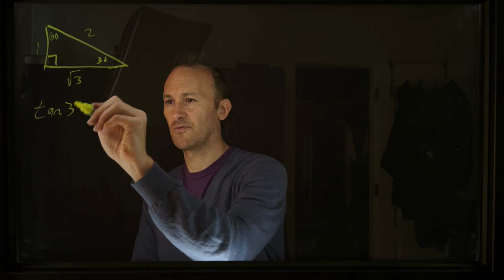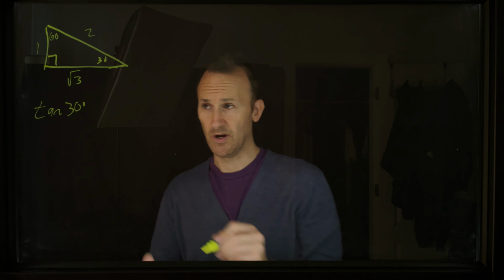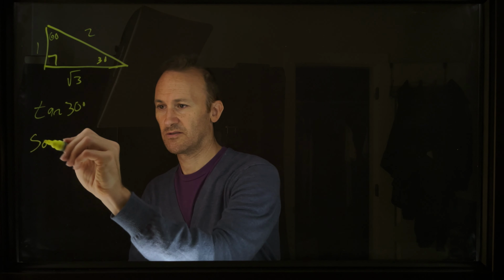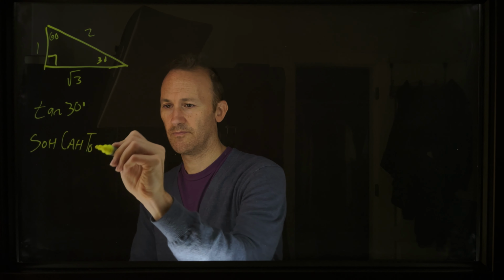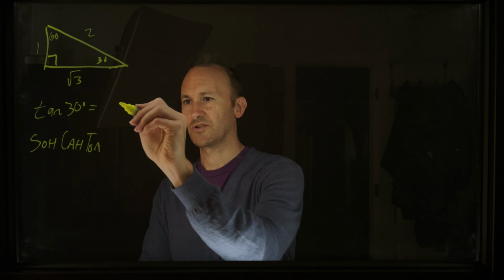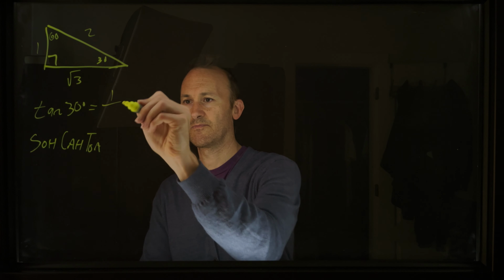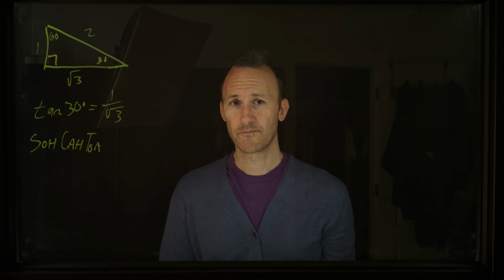Tangent is opposite over adjacent. And again, how do I know that? I know that from my SOHCAHTOA acronym. And this will give me 1 over the square root of 3, opposite over the adjacent. Okay, but you may see that written differently.